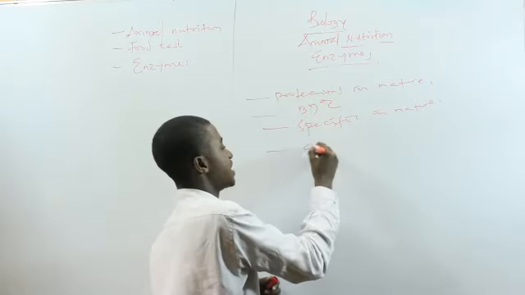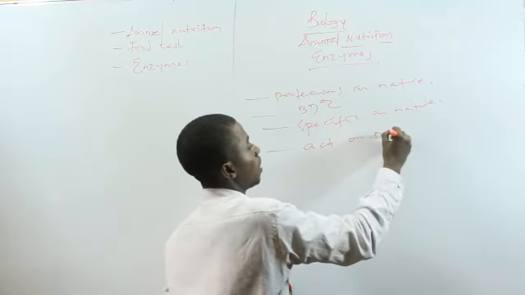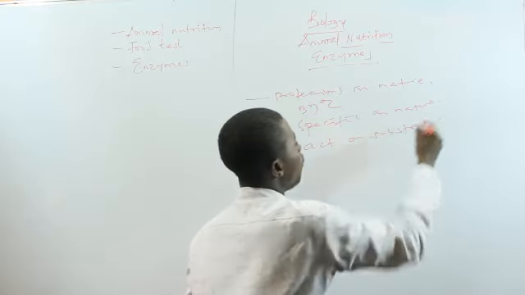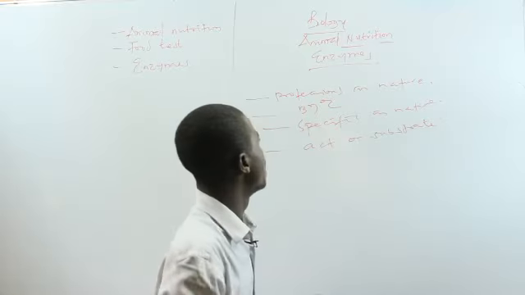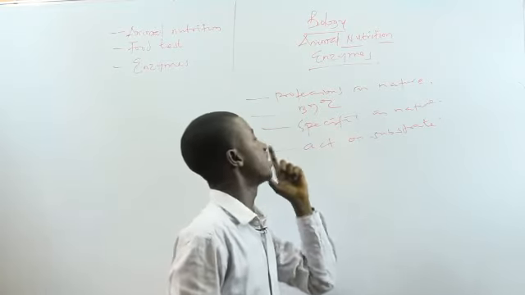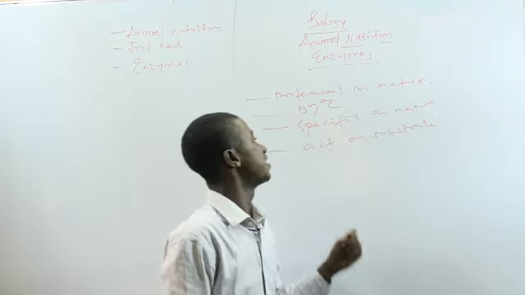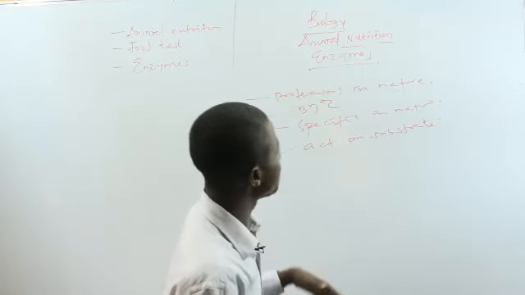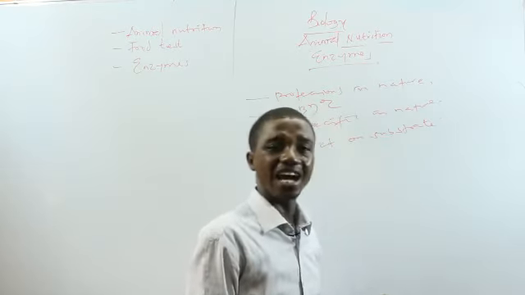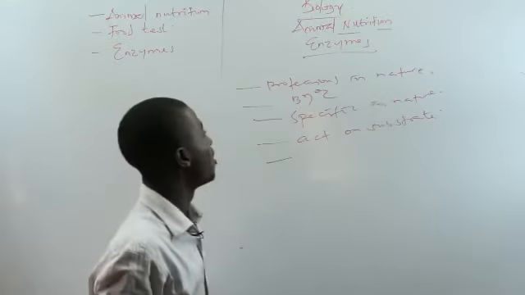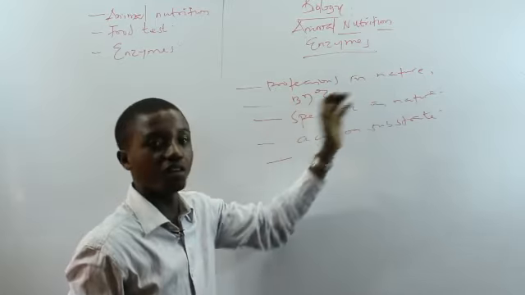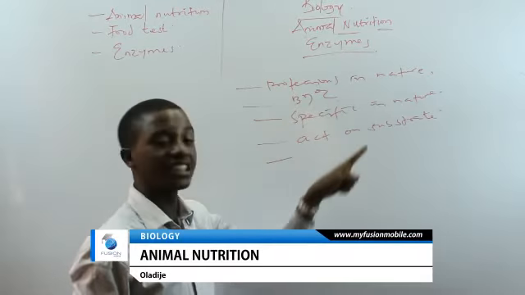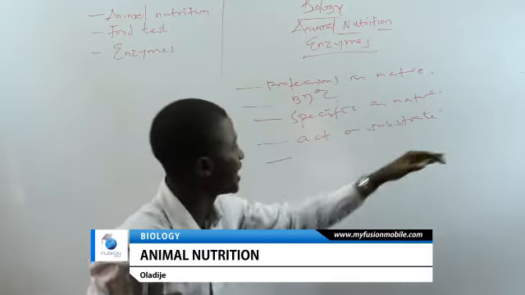Enzymes act on substrate. The substances enzymes act upon are called substrate. So enzymes act on what? Substrate. So we need to establish that enzymes are proteinous in nature, work best at 37 degrees Celsius, are specific in nature, and act on substrate.